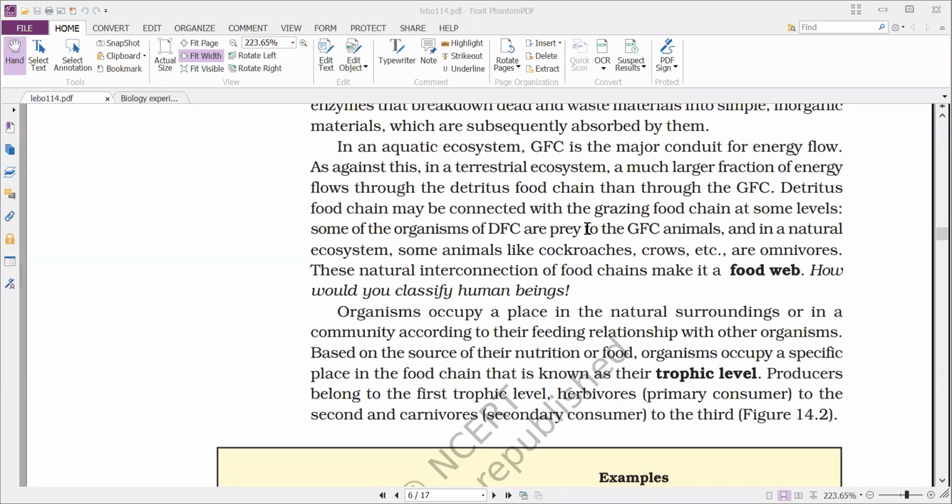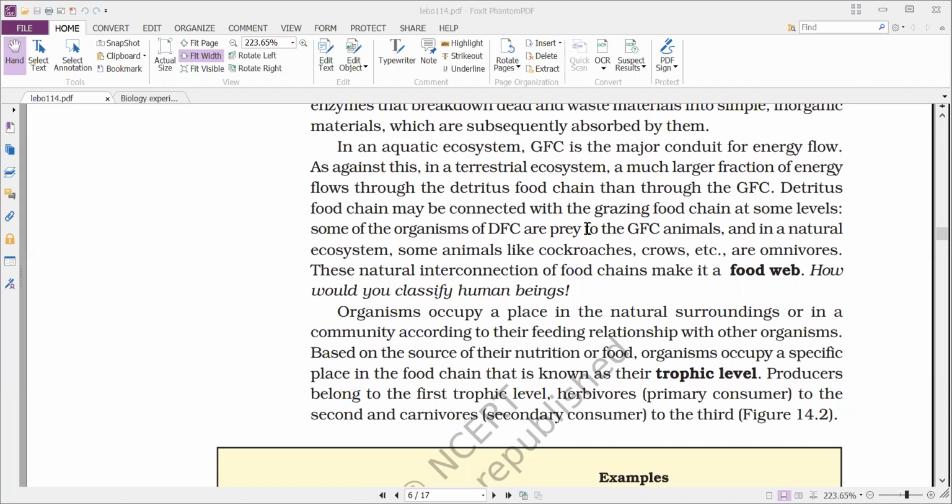One is the grazing food chain and the second one is the detritus food chain. If the food chain starts with the producers, we call it a grazing food chain, whether it is a terrestrial ecosystem or an aquatic ecosystem. But if the food chain starts with the decomposers, which depend upon decaying organic matter, then we call it a detritus food chain. So we'll find two types of food chains.